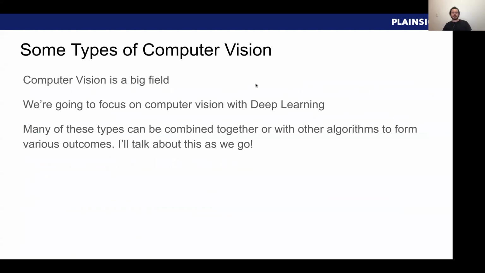All right, so some types of computer vision. Computer vision is a huge field, so we're going to talk about ones using computer vision deep learning, and then the most common types. So many of these can be combined together in different ways too for various outcomes.